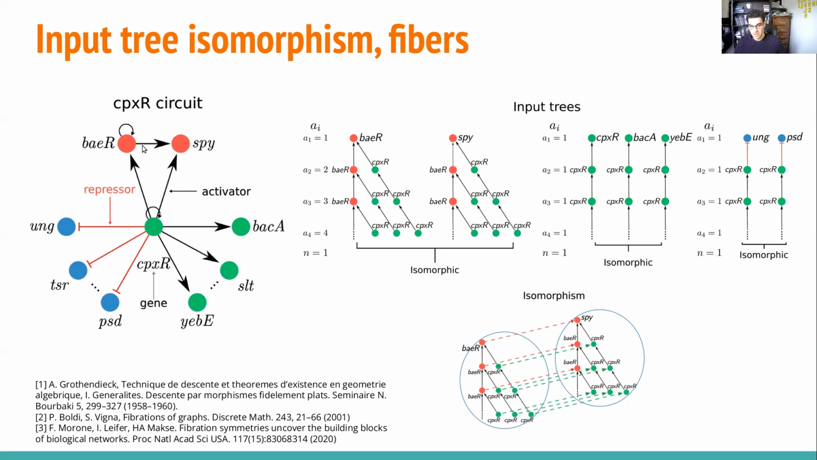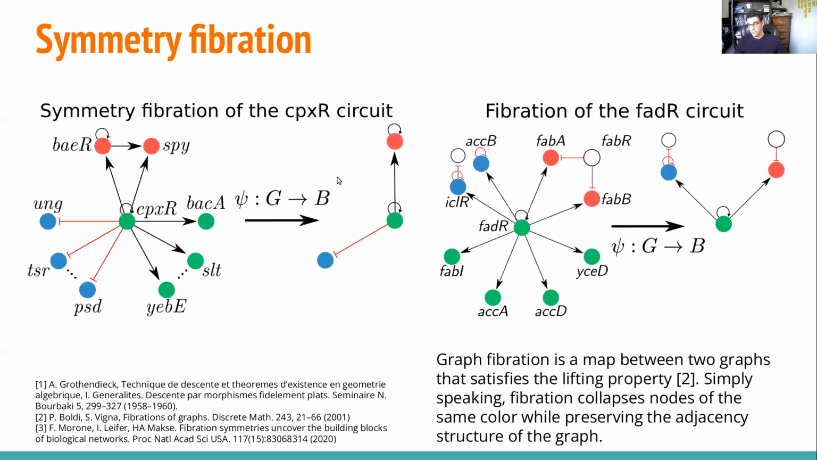So we can break this graph into fibers. There is a red fiber, which consists of two nodes. There is a green fiber that consists of all these nodes here, and there is a blue fiber. You can see that the input trees are different. Here, these two are different because of this repression link. So we can break this graph into fibers, and they actually have a very interesting connection with fibrations.